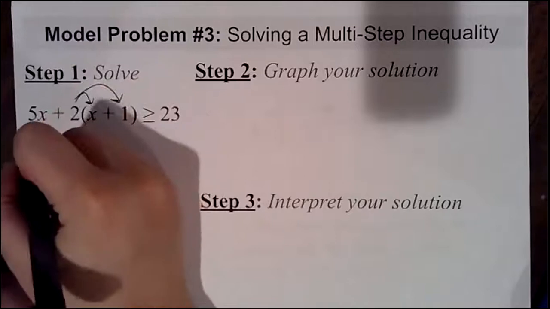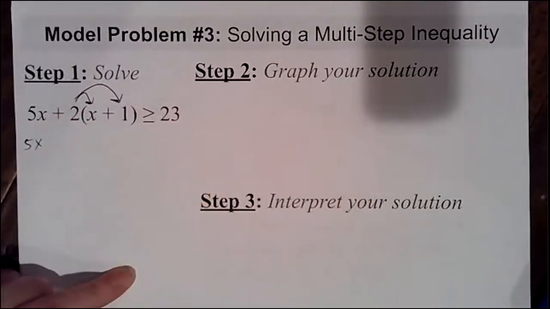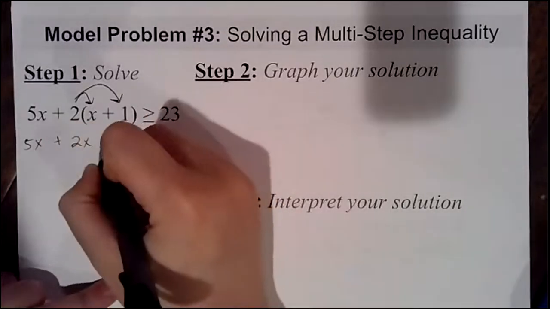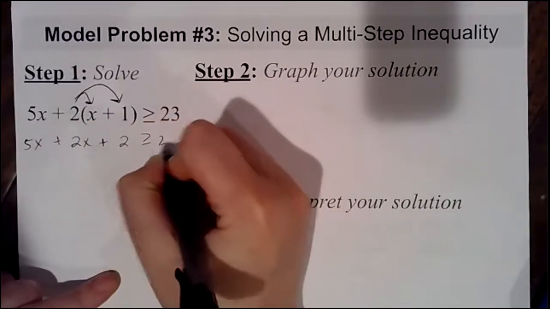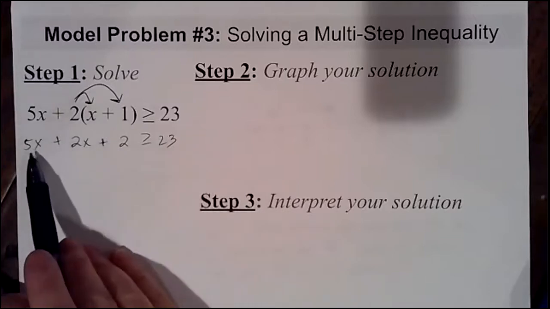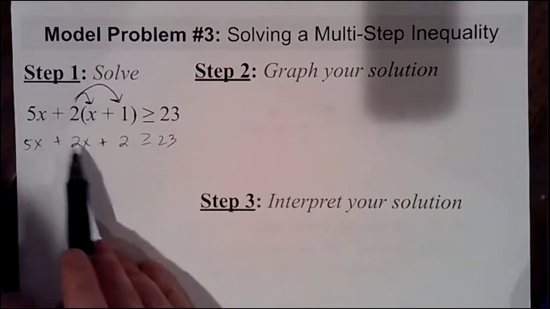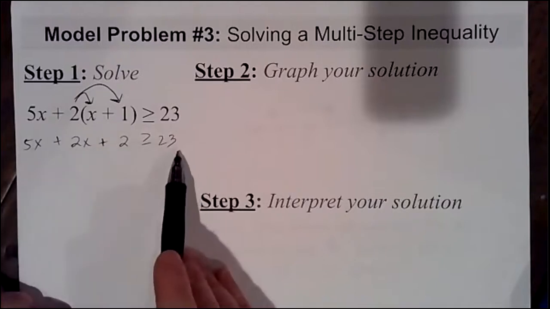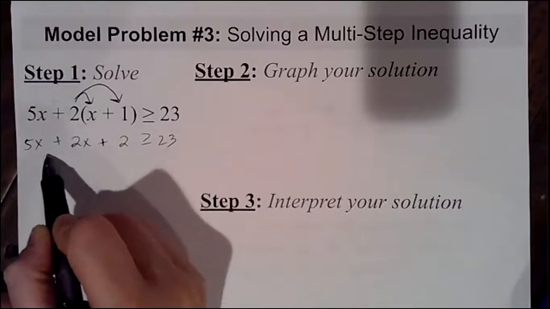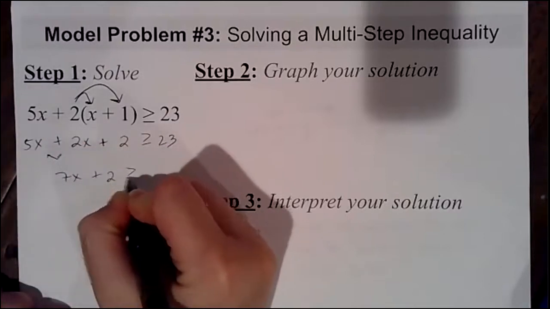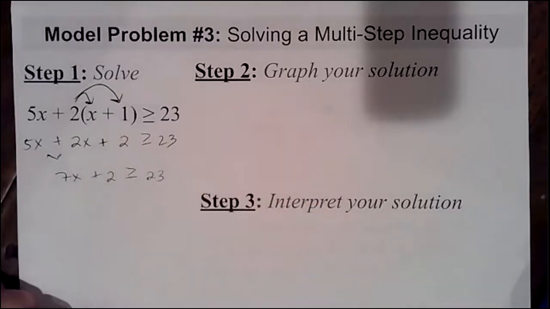So I'm going to bring down this 5x because nothing happened. 2 times x is 2x, and 2 times 1 is 2. Bring everything else down. Now, before I proceed, I have to combine like terms. x and x, right? These 2 terms have an x, so they're like terms. These are numbers, so these are like terms. 5x and 2x gives me 7x plus 2 is greater than or equal to 23.